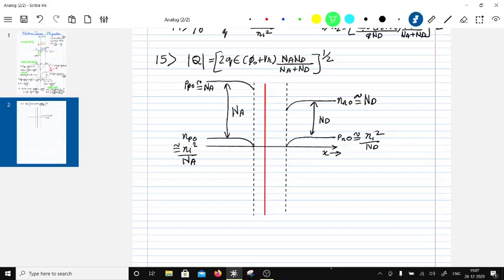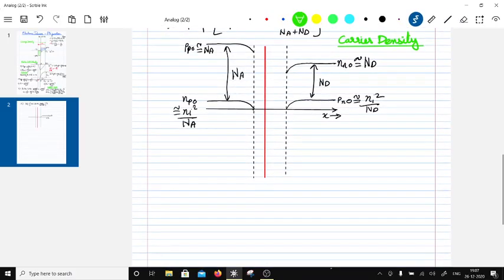So let me just write it down here. I'm talking about carrier density. So this is what we discussed last time, right? So this is the carrier density. Now the next thing which we discussed was what happens to the band gap, right? So I would just draw it here so that we complete this thing.